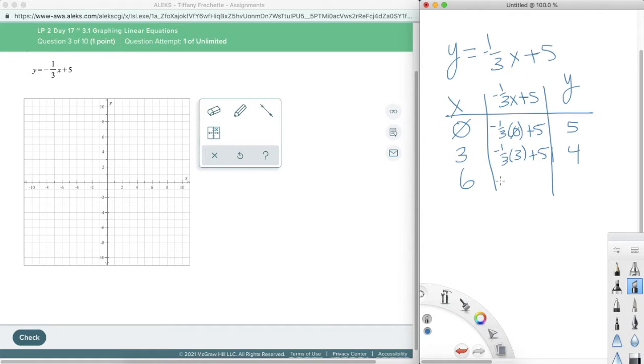And then negative 1/3 times 6 plus 5. And again, we're dividing by 3 here. So 6 divided by 3 is 2. Don't forget the negative, though. It's negative 2 plus 5, and that's 3.